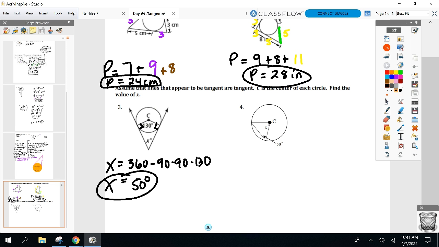How about 4? Nothing from today. What's this and this? Those are radii, aren't they? And are they in the same circle? So what do I know about the two? What type of triangle is this? What's across from these congruent sides? Oh, congruent angles, yes. So if one's 50, the other's 50. And now x will be 180 minus those two 50s. Yes, indeed. We end up with 80 degrees. All righty.